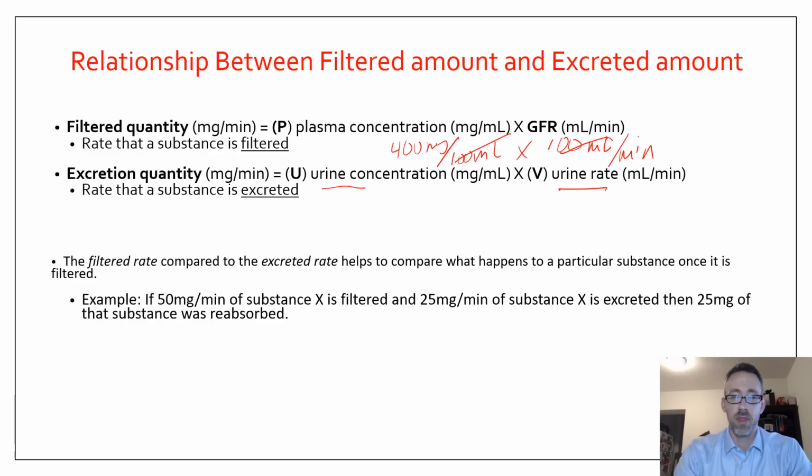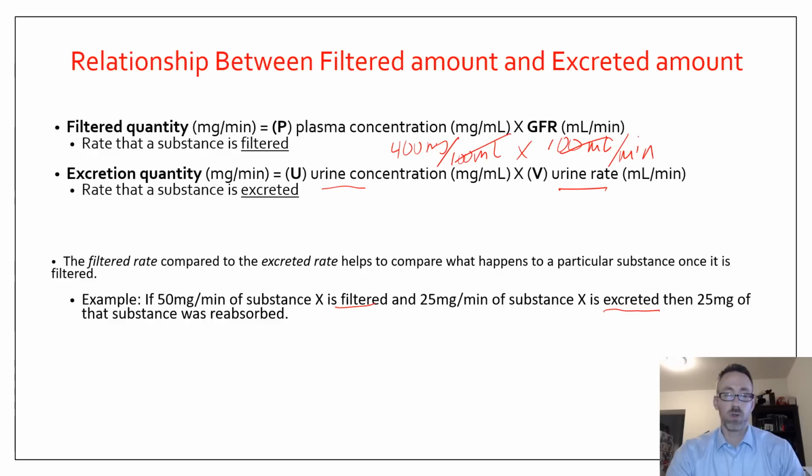whatever it happens to be. It's filtered, and that's how much got filtered in. And 25 milligrams per minute of substance X was excreted. So 50 was filtered in, 25 was excreted. Then we could say there's actually less substance in the urine than what got filtered in initially. So what happened to that substance? You could surmise that 25 milligrams of that was reabsorbed. Right?